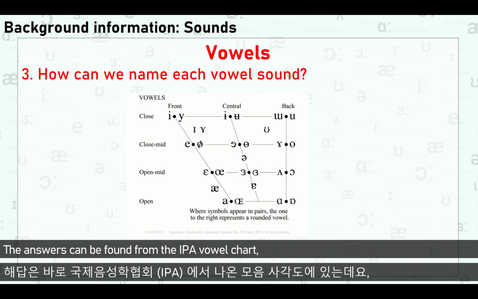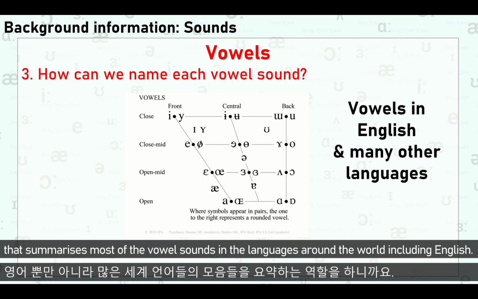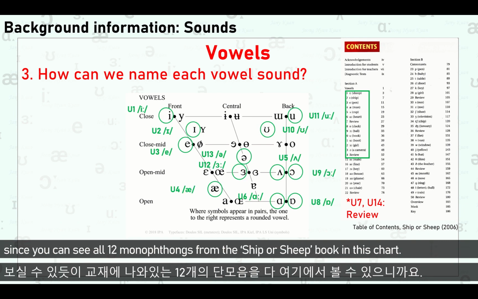The answers can be found from the IPA vowel chart, which is an official vowel chart that summarizes most of the vowel sounds in the languages around the world, including English. Therefore, it can be an excellent starting point for learning the vowel sounds across all the units, since you can see all 12 monophthongs from the Sheep book in this chart.